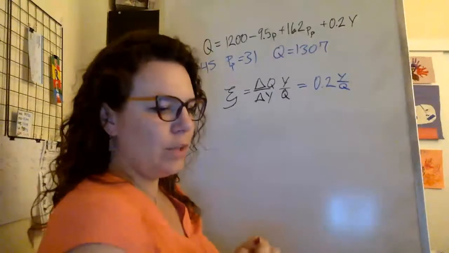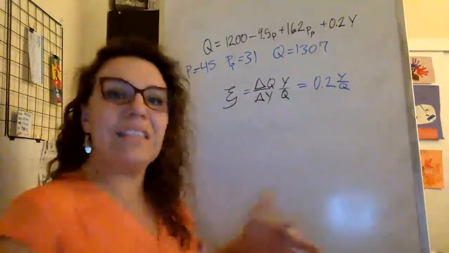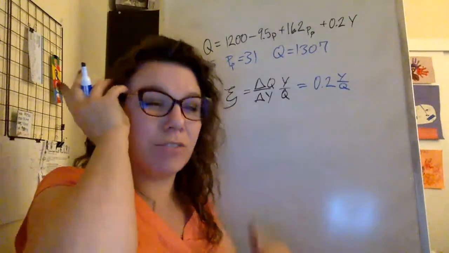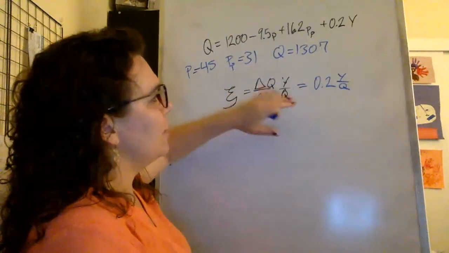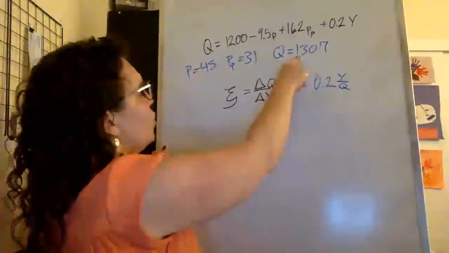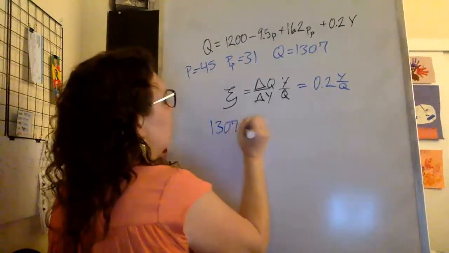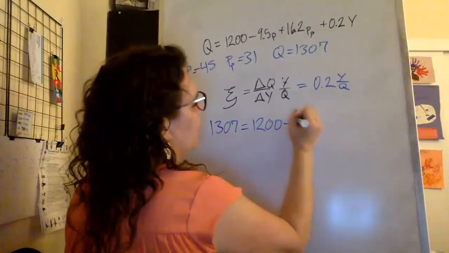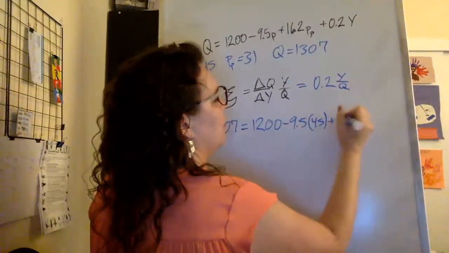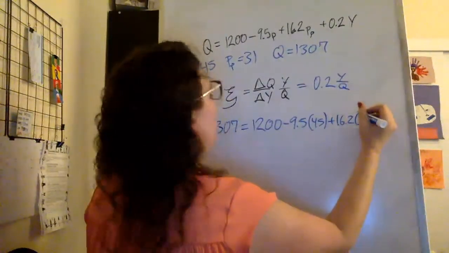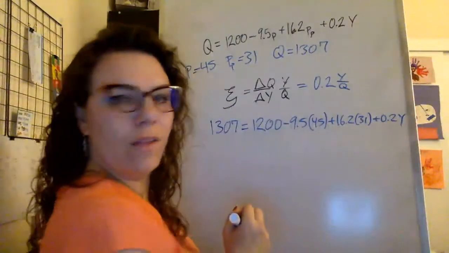And one way to do it is, I'll show you the way I do it, and then there's another sort of different form that you could take. But I'd like to just solve for y and then insert it into the equation. So q is 1,307. And then that's equal to 1,200 minus 9.5 times the price of coconut oil, 45, plus the 16.2 times the price of palm oil, plus 0.2y. All in there? Good. Okay.